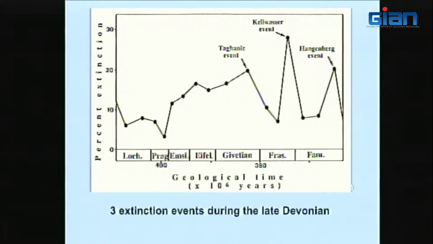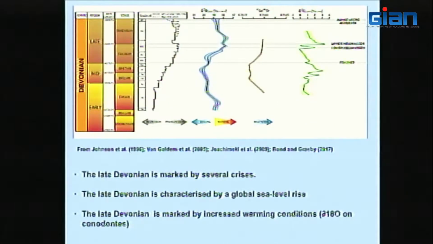And here there is some difference between... Okay, so we will see that in more detail. You have the Taganic event, the Kellwasser event, which was the biggest one, and the Hangenberg event, which was also a big one. The Devonian, so, is marked by several crises, as I said.